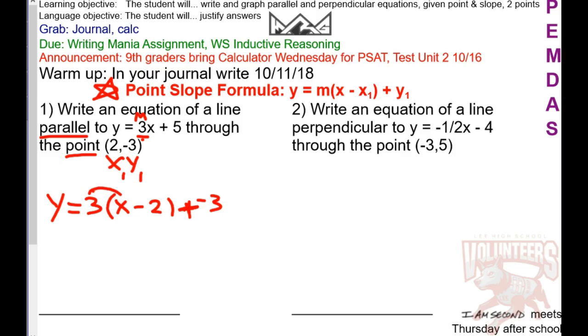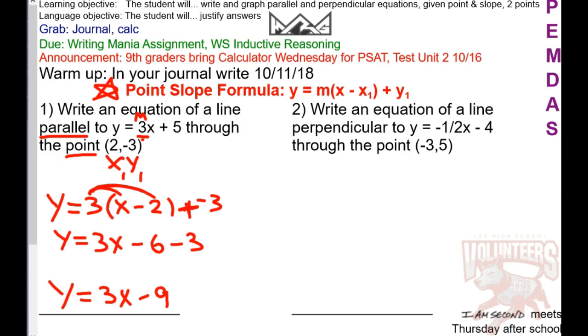So 3 times x gives us what? Okay. And then 3 times negative 2 is minus 6. And then plus negative 3, we will write it as a minus sign 3. And then combine like terms, right? Okay, good. 3x minus 9. That is mx plus b. You've got to be able to start with an equation and a point and get me a new equation. Okay? That's how you do it.